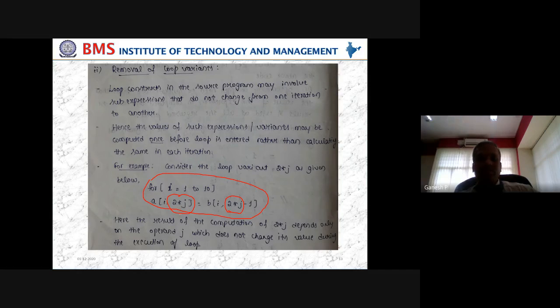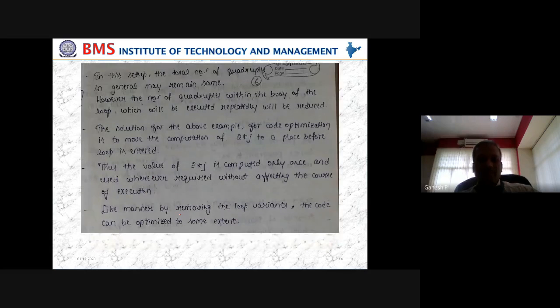So these are the two concepts which come under machine independent code optimization. This is just the explanation as we discussed now. The 2 into j, which is again common here, can be calculated only once. Thereby, repeated calculations of the same value or the 2 into j construct can be avoided. Thereby, optimization of the code is increased.